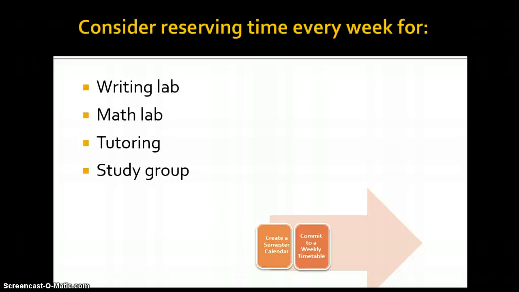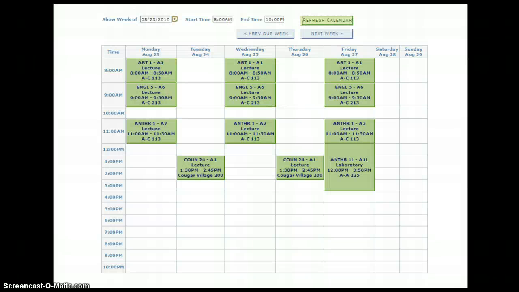You should also think about scheduling a regular time every week for the writing lab, the math lab, tutoring, study groups, whatever is going to help you be successful. So let's do an example. This is a page from Passport that you can look at your schedule in a calendar block like this. So I just took this and I wanted to give you an example of what a weekly timetable would look like. So here are all the classes. You're going to first put your classes in.